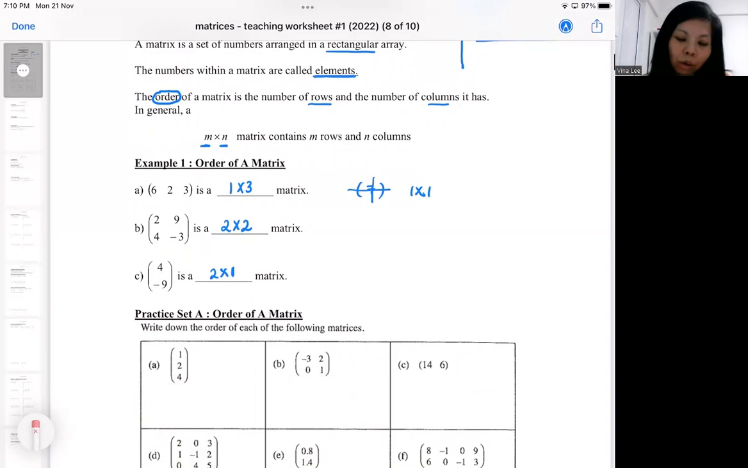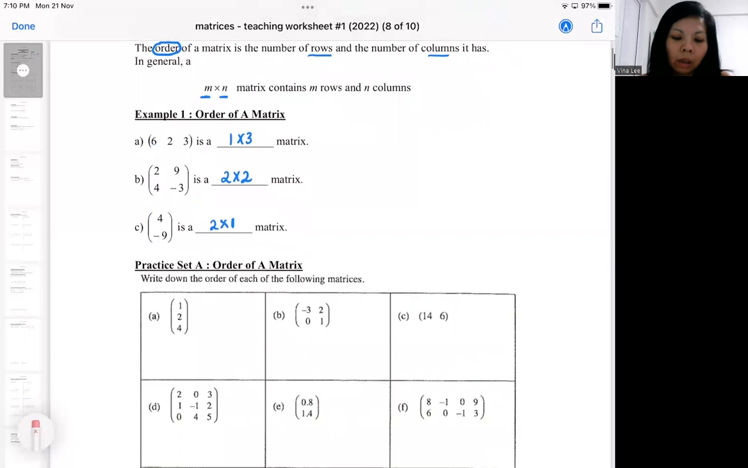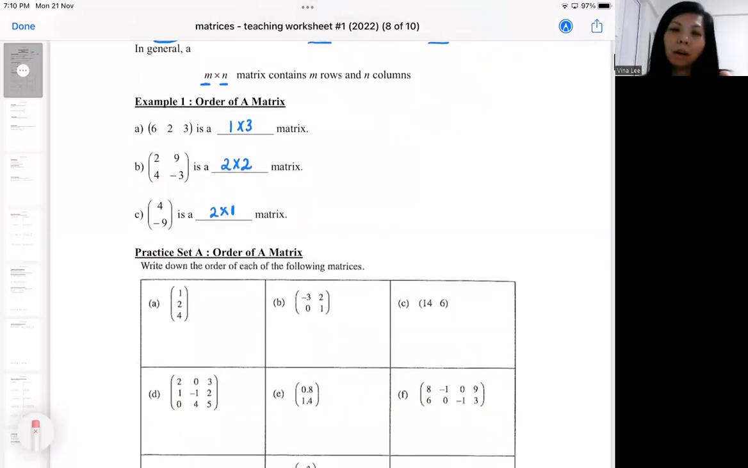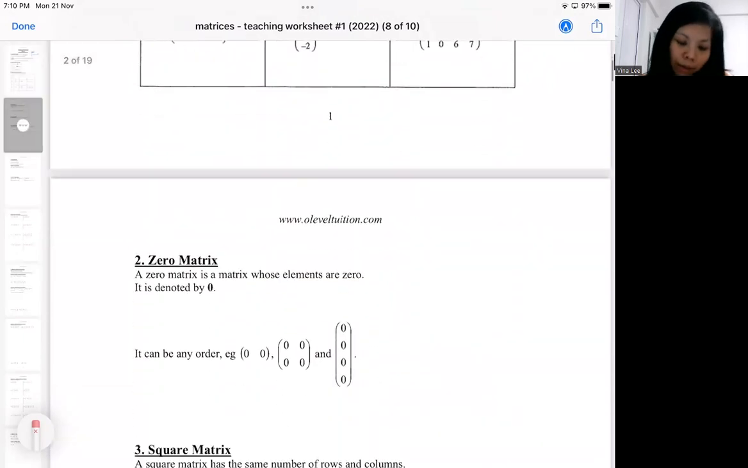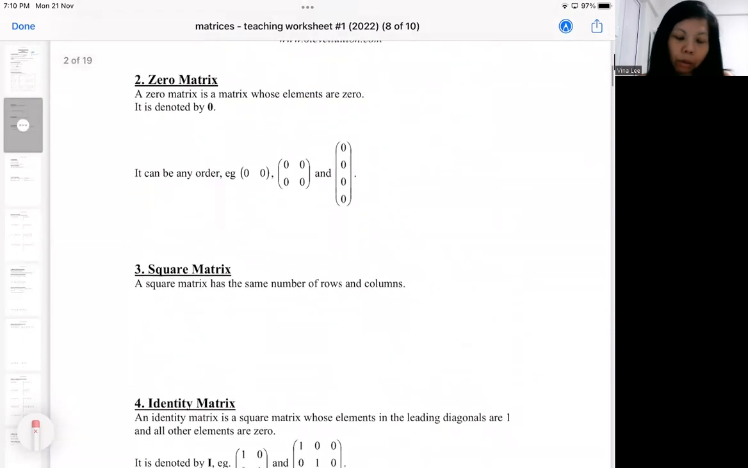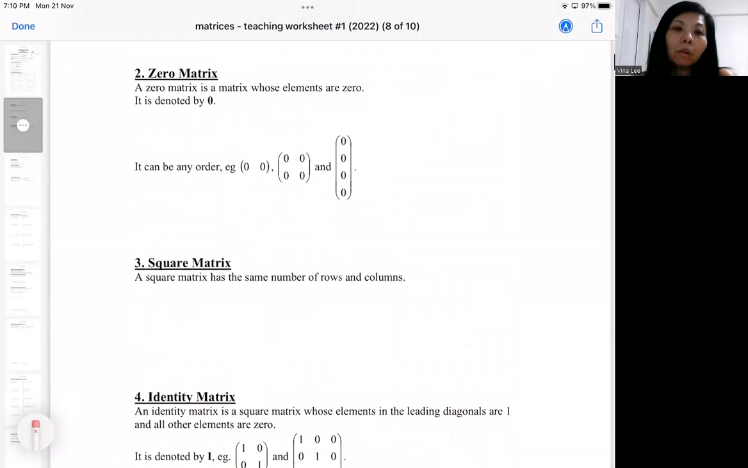It's a standardized order. And why do you need to know the order of a matrix? Later on, in matrix multiplication, the order of a matrix will matter. So you must be clear about the order of a matrix. Later you will practice on the order of matrix. Now I'm going to introduce you some terminology. Basic terminology will be something like zero matrix.